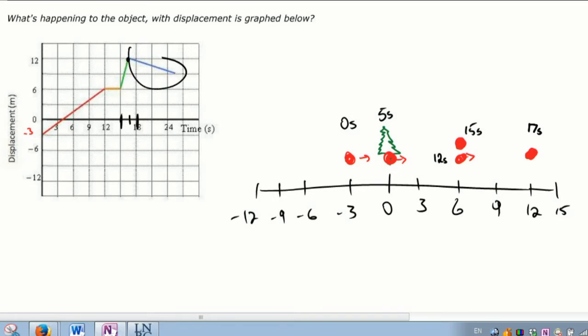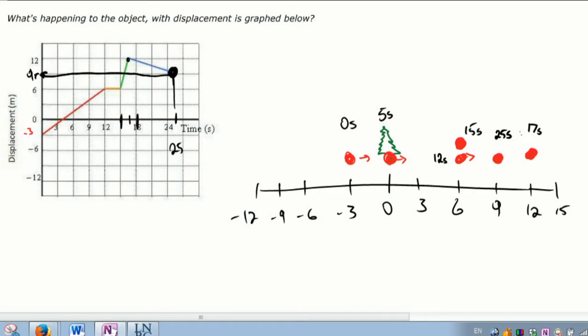Okay, let's look at this blue portion of the line. What does the blue portion of the line mean? I'll assume this is 25 seconds here, this last point. At 25 seconds, where does the object end up? Well, if I go across, it looks like this is 6, this is 9 meters. So now my red ball is here at about 25 seconds.